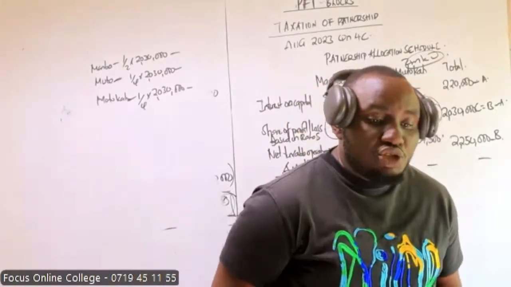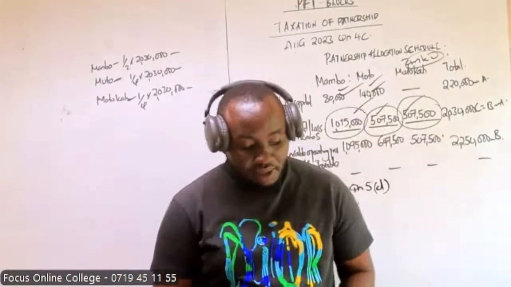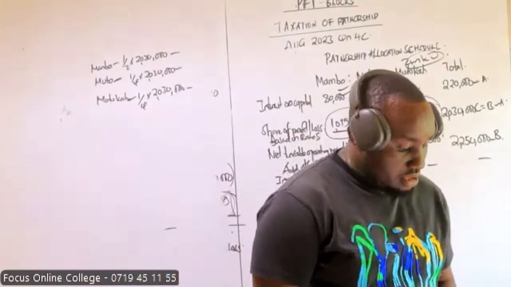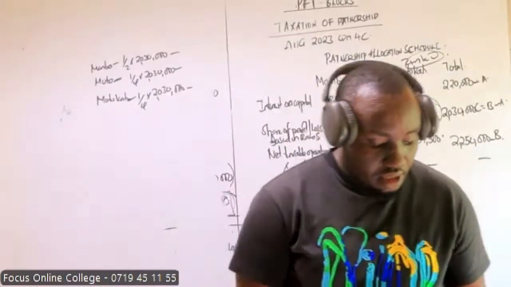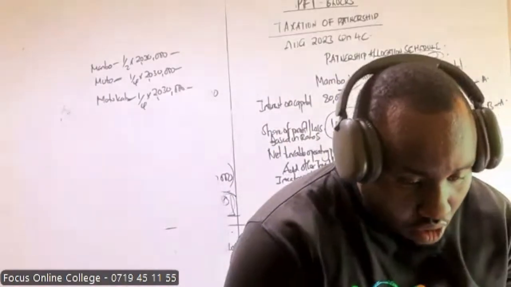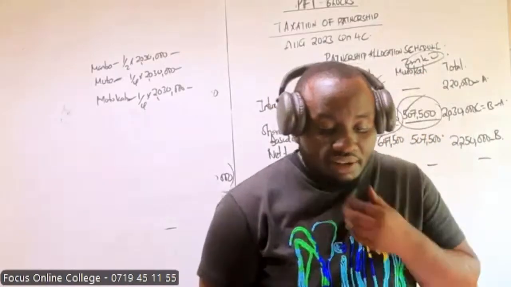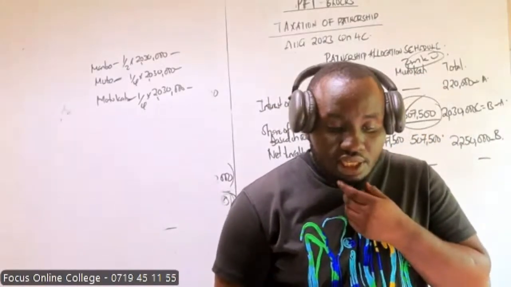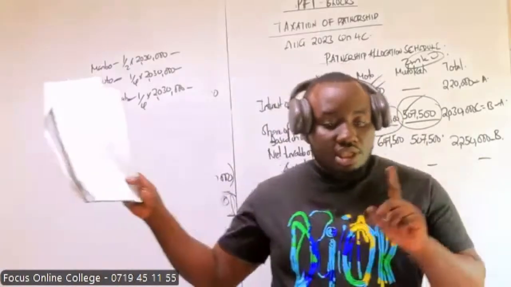Then you have commission to partners. Commissions to partners, payments to partners. How do you treat them? Commissions to partners should be non-allowable. So then we have the next, stamp duty. Stamp duty is non-allowable.